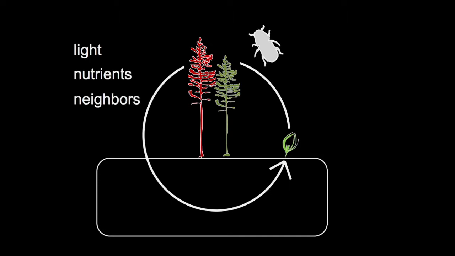But before I start talking about below ground mechanisms, I just want to go over some of the above ground changes that we expect with mountain pine beetle infestation. So we know that light, nutrients, and neighbors are all important to seedling regeneration, and these 3 factors are likely also to be affected by mountain pine beetle. So I'll just focus on the first 2.